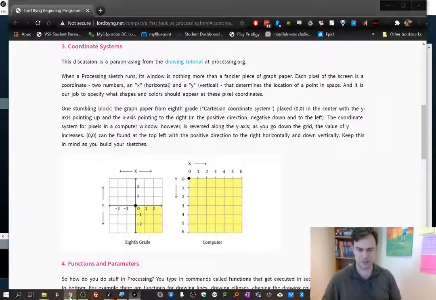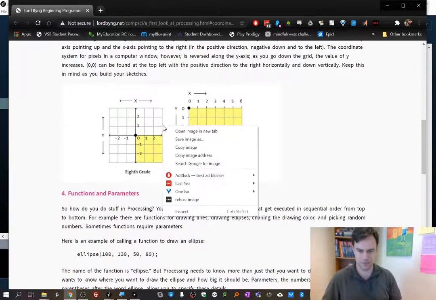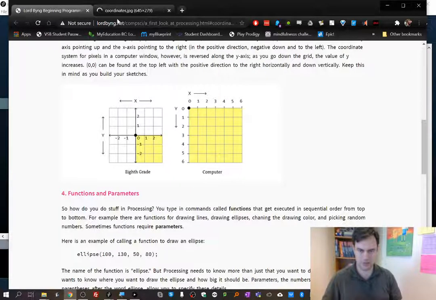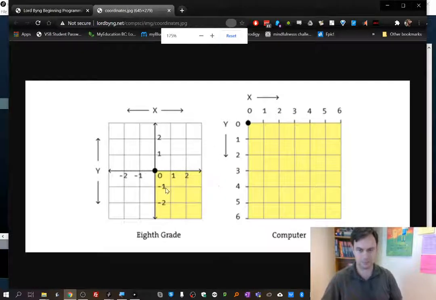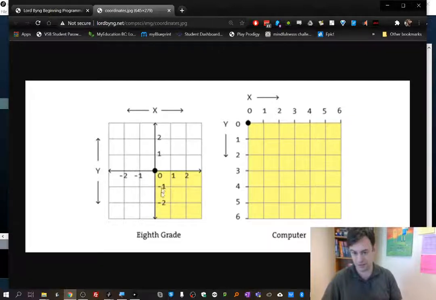I'm going to flip over to this little diagram I have here. We'll zoom into that. So on the left here, this is how math does it. You already know how it works, right? Here's your y-axis, your x-axis. As things increase, you go up with the y-axis, and you go to the right with the x-axis. That's what you learned in 8th grade.